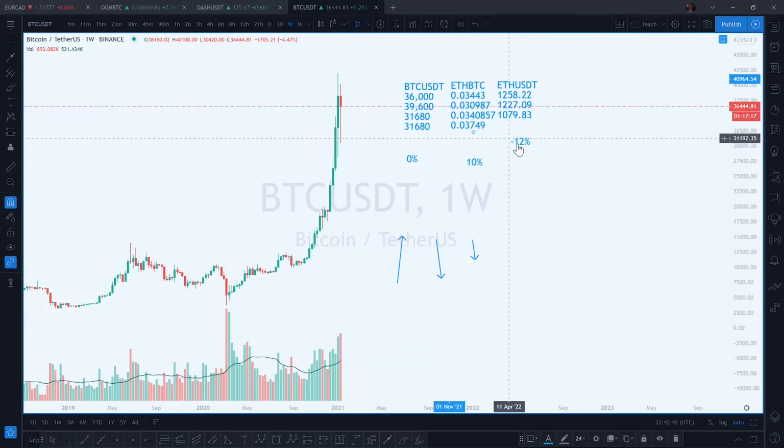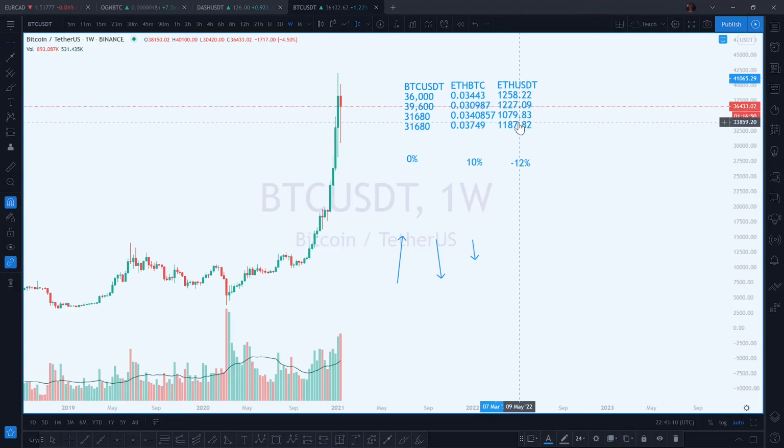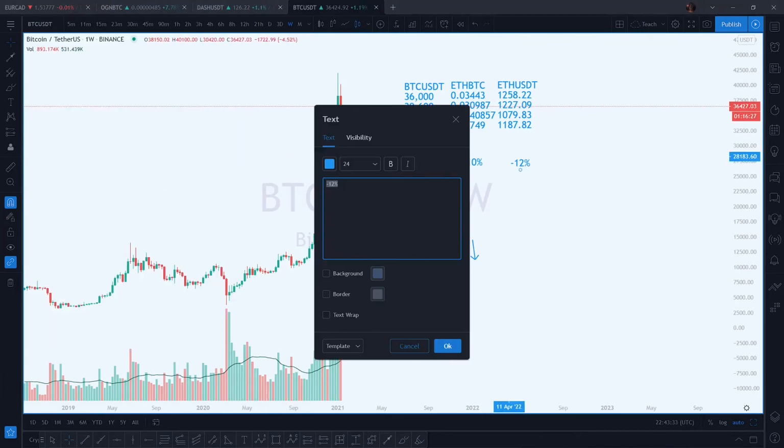So what will be the price of ETH USDT here? This will give us this very amount multiplied by 31,680, current price of Bitcoin. This will give us 1187.82. As you can see, it has also increased. It has increased again. Let's calculate the amount of increase here. That will give us a 10% move to the upside.